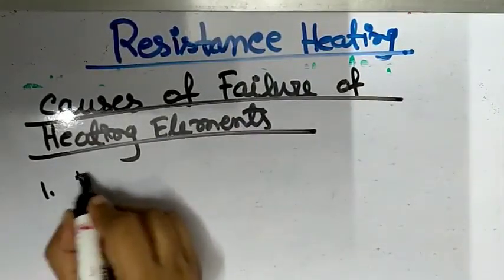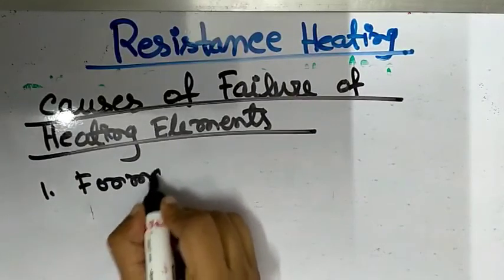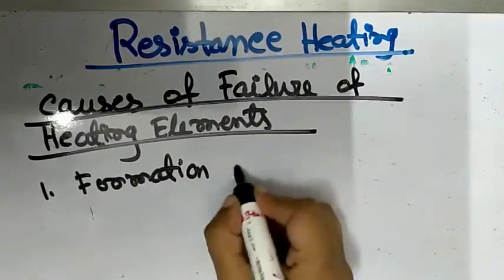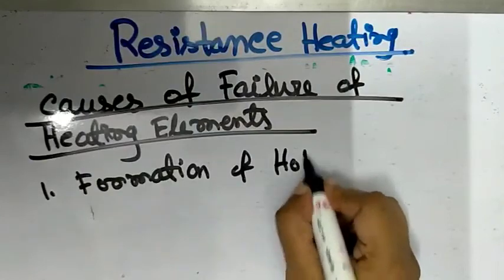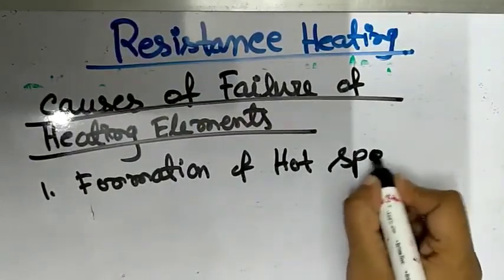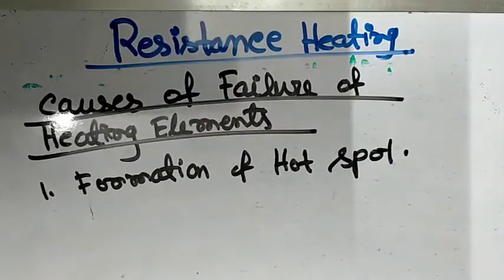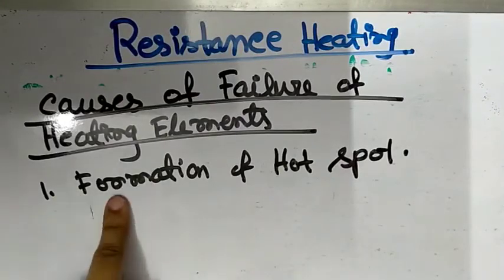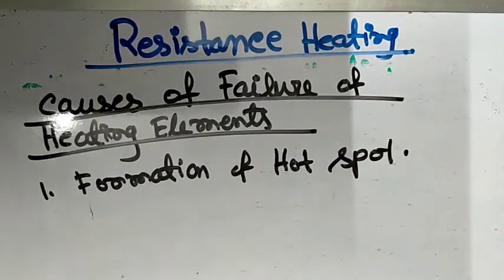First is formation of hot spots. So this is the first type of failure. Hot spots are the points in the heating element which are at a higher temperature than the main body of the element. Hot spots may be due to any of the following.